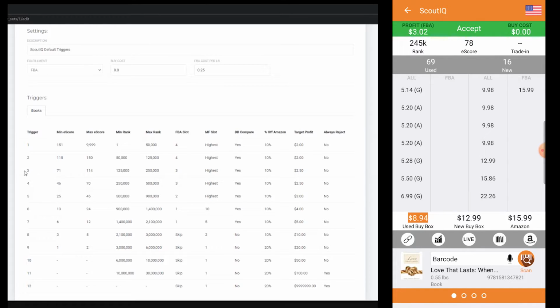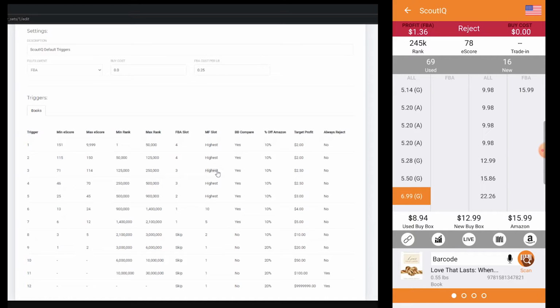We have 78, so trigger 3 was set off here. It skipped over rank because this book has an E-score, and then it targeted FBA slot number 3. As you can see on the screen here, there is nothing in the FBA slot number 3. So then I looked at the highest merchant fulfilled slot, which on here is $6.99.